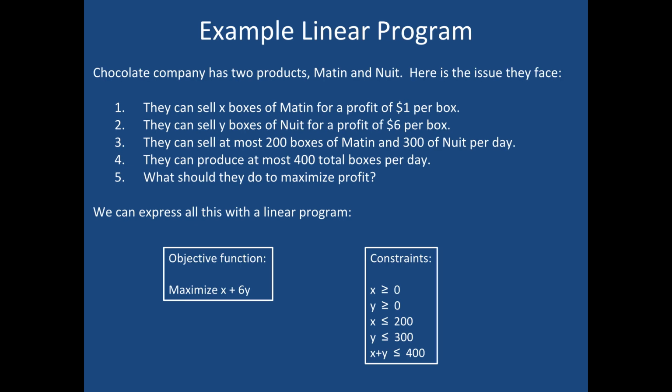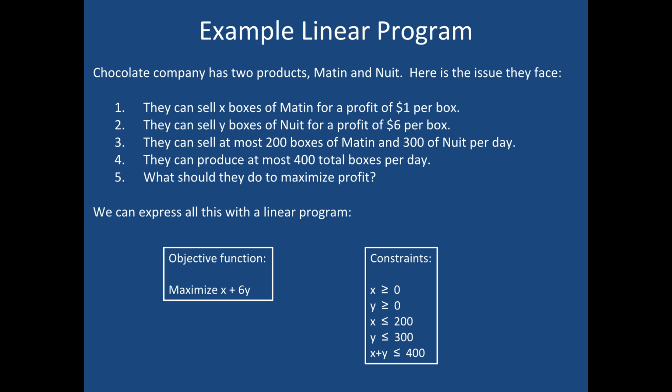So here's an example. This is a very simple linear program, and companies use linear programs to optimize production lines; this is an abstraction of that sort of thing. You've got a chocolate company that makes 2 products, Matin and Nui. They can sell x boxes of Matin for a profit of $1 per box, and for Nui, it's $6 per box. So clearly, if there are no other constraints, they just want to forget about the cheap $1 profit per box and sell the more expensive one.